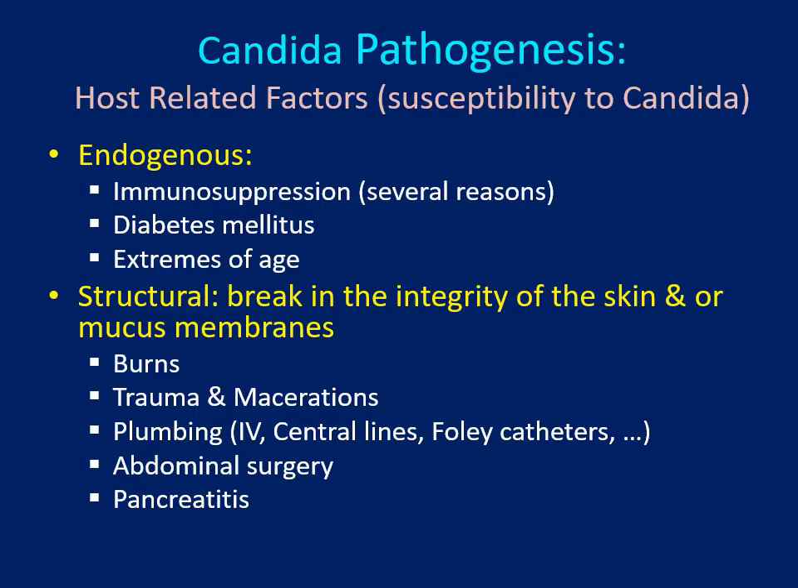The structural factors that predispose to candida infection are mainly those related to a break in the integrity of skin and/or mucous membranes, such as in patients with burns, trauma and maceration, those who have multiple catheters, IV lines, central lines, Foley catheters, and foreign bodies. Abdominal surgery is very important because we know that Candida usually resides as part of the normal flora in our GI tract. So abdominal surgery is an important predisposing factor to severe candidiasis. And recently, necrotizing pancreatitis has been associated also with systemic candidiasis.